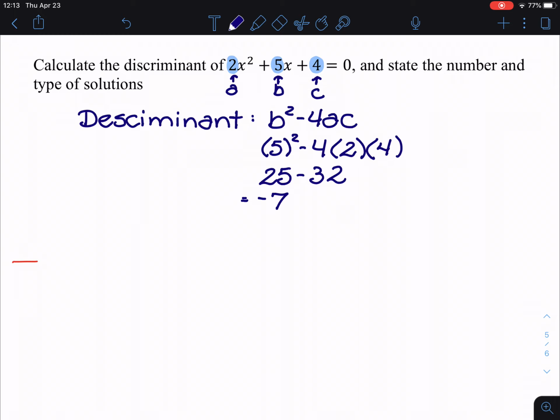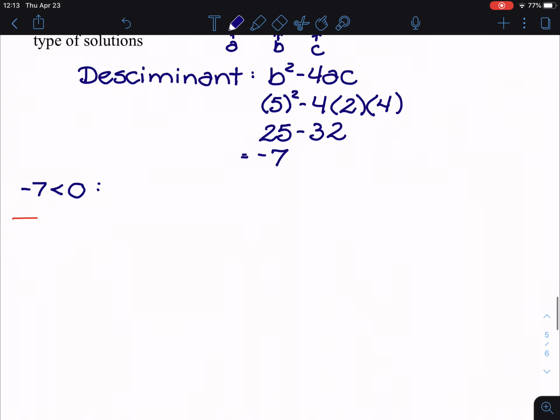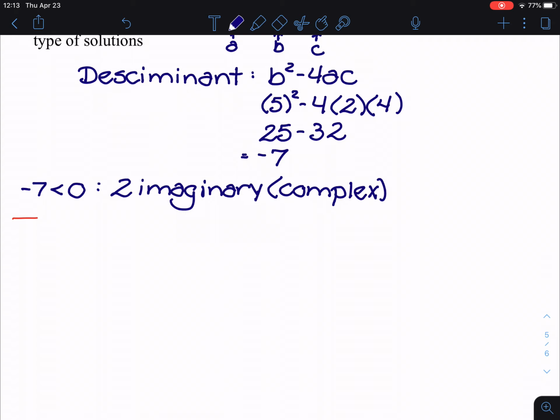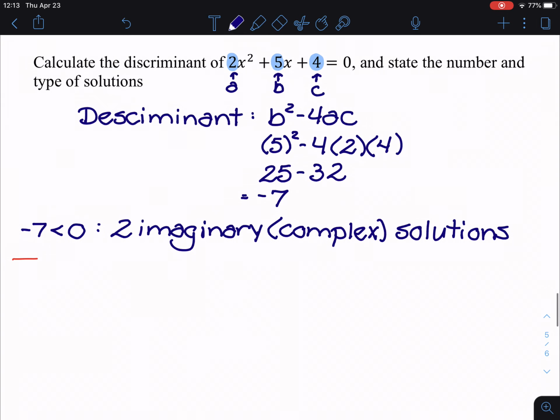Okay? Keep in mind, my discriminant is -7. That is less than 0. So if it's less than 0, that tells me that I have two imaginary or complex solutions to this particular quadratic equation.